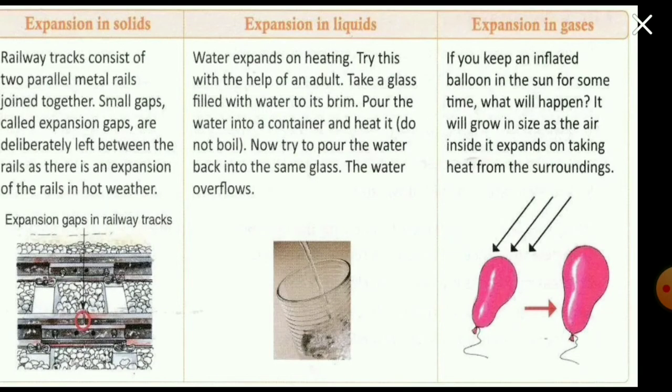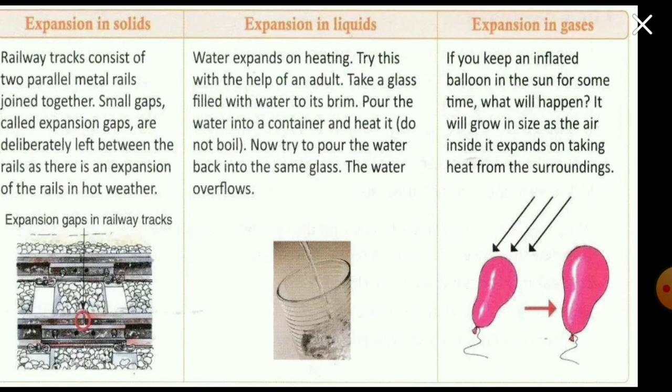These are the examples for expansion in solids, expansion in liquids, and expansion in gases. So let's learn about these examples. First, expansion in solids. Railway tracks consist of two parallel metal rails joined together. Small gaps called expansion gaps are deliberately left between the rails as there is an expansion of the rails in hot weather.